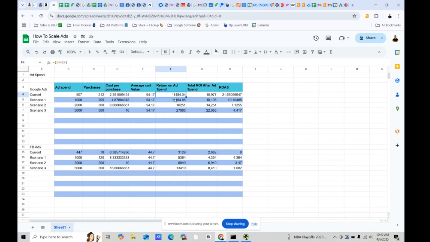Let's see. Actually, no, it's accurate. If we subtract the ad spend, it comes out to $10,977, which gives us an approximate return on ad spend of 21 times, which is a great return on ad spend. All right, so now how do we scale it?